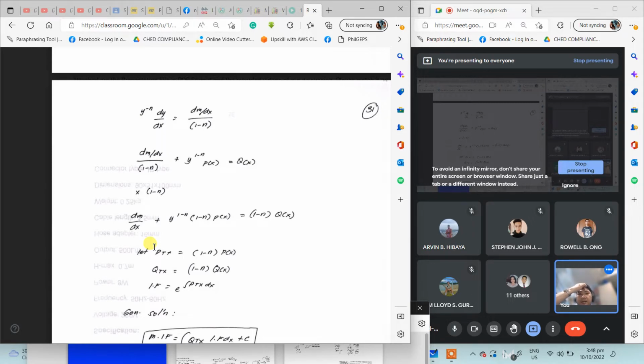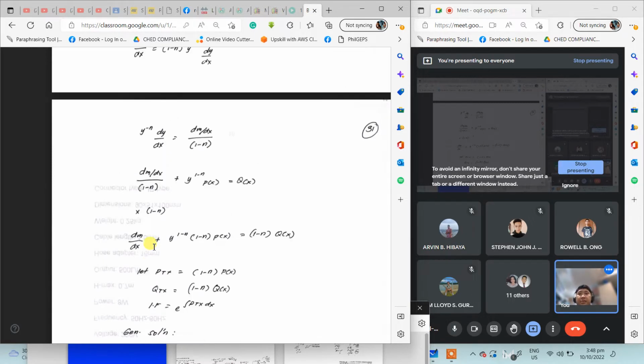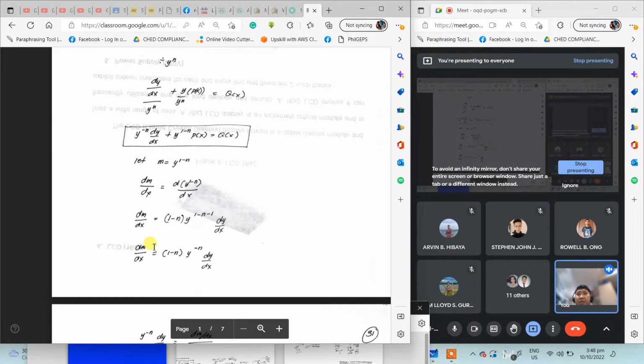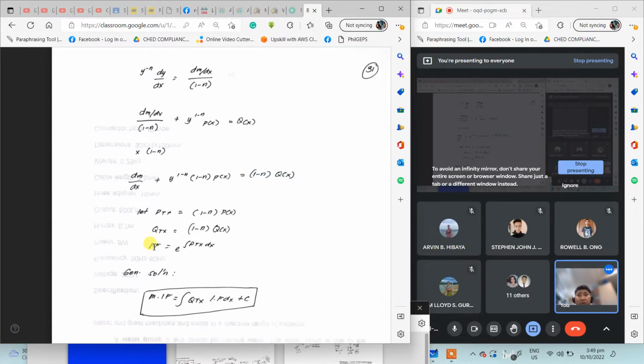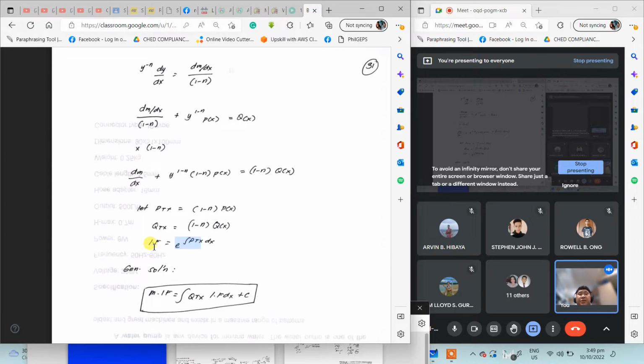Since your m is y, so we have 1 minus n p of x, and 1 minus n q of x. Therefore, we now call this the new p of x, the 1 minus n p of x. Your q of x is the one on the other side, which doesn't have any other variable. So that is our target. And then we do the same linear differential equation method.